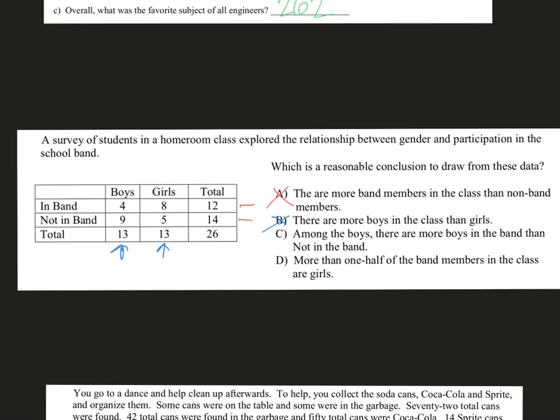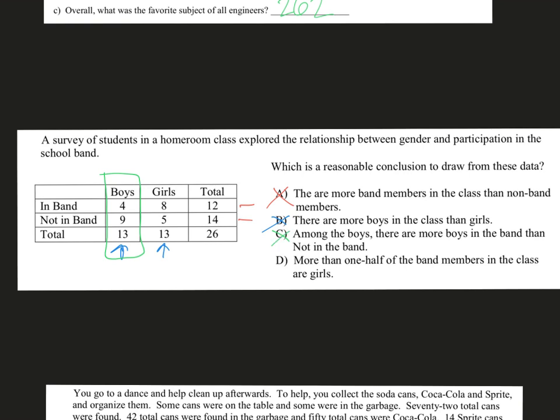The next thing, it says among the boys, there are more boys in band than not. So again, we're just going to be looking at this boys column. In the band 4, not 9. It says there's more boys in the band. It's not true. There's only 4 of them in the band.